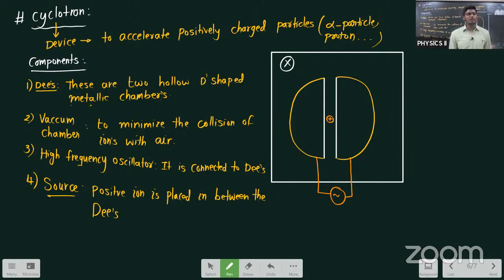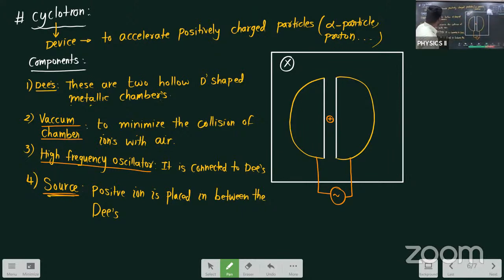I will try to explain how a cyclotron works. That's not necessary, but for your knowledge I will be explaining how the cyclotron works. For your main examination, these things are enough. What is a cyclotron? A cyclotron is a device which is used to accelerate positively charged particles to high energies. The components of a cyclotron are Ds, vacuum chamber, high frequency oscillator, and source. Which type of source will we be considering? We'll be considering the positively charged particle or positive ion as the source.